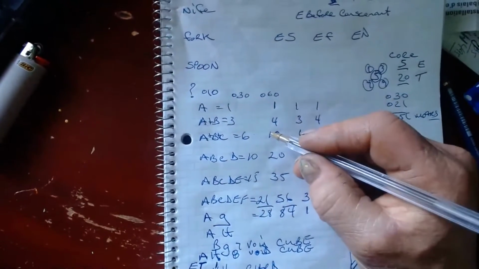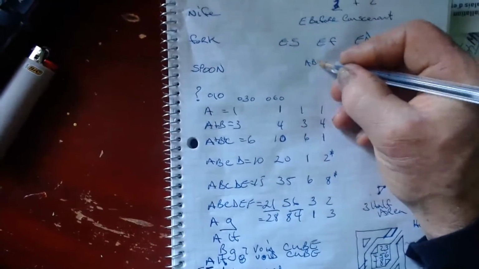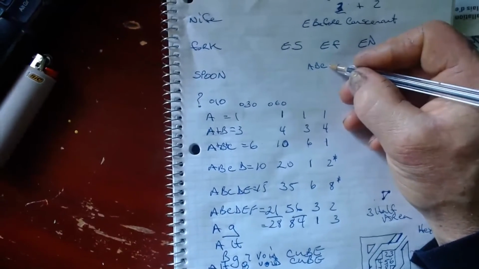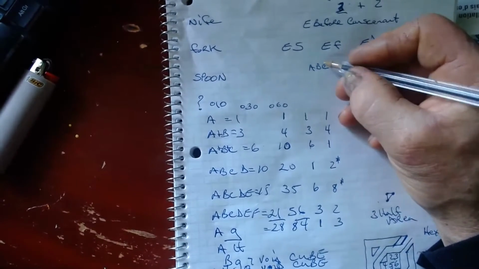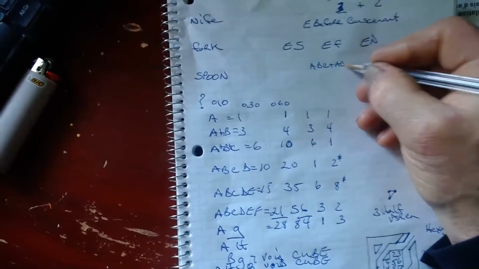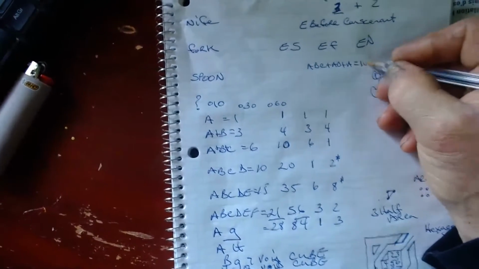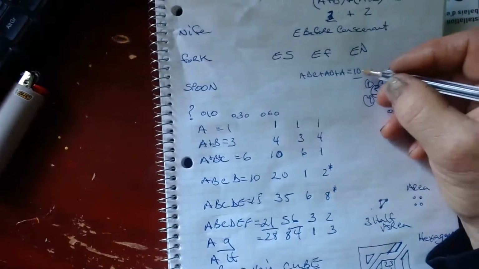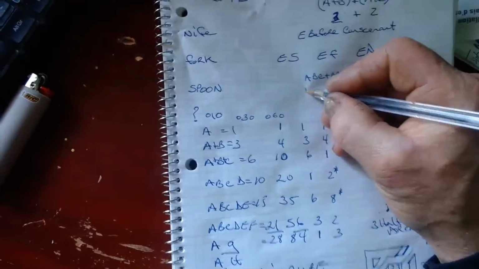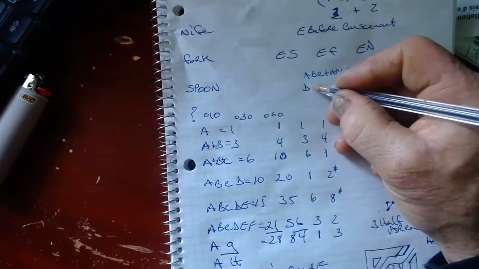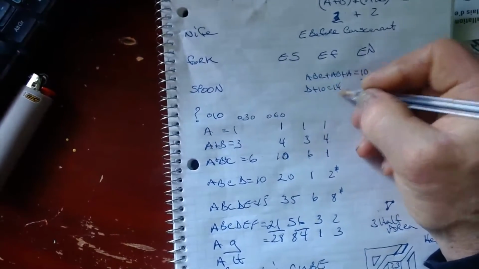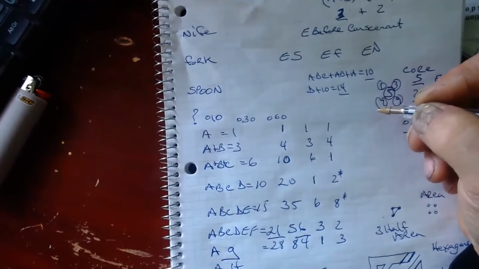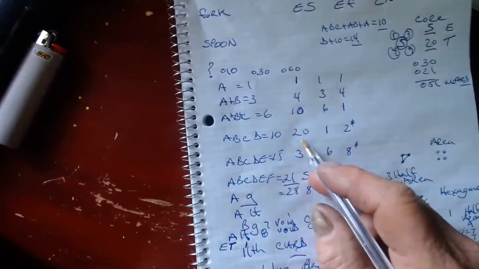So if that's true, that means ABC, okay, ABC plus AB plus A equals to 10. 1, 2, 3, 4, 5, 6, 7, 8, 9, 10. So now what happens when we get to D plus 10 equals to 14? So we have ABCD equals to 10 plus 10 equals to 20.